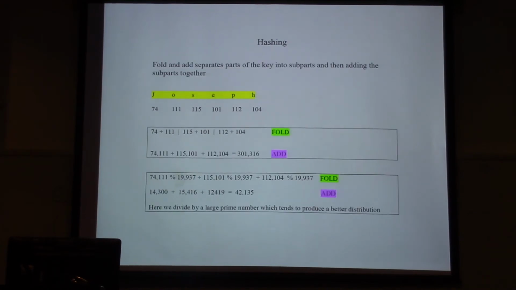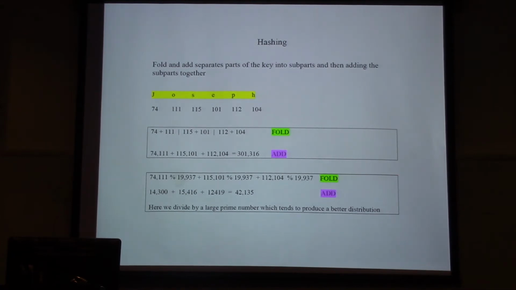So one interesting idea is to do something called folding and adding. When you fold, what you do is basically take this 74 and a 111. You are actually going to add these, but not 74 plus 111. We're just going to say 74 times shifted over by 3, because this has got 3 digits, and then add the 111. So this will be 74,111 by simply concatenating those digits. And then you take this, and add to this, and add to this, and you get a really crazy number.